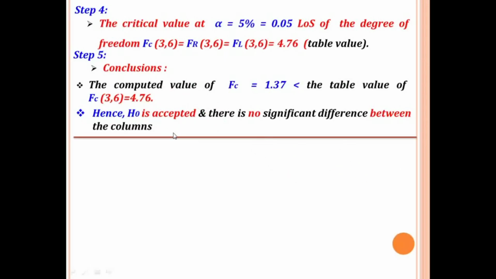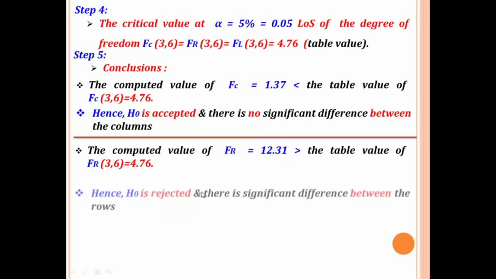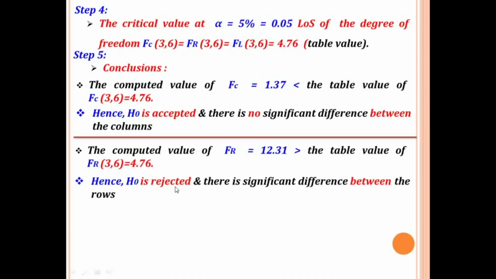Next, we give the conclusion for row wise. The computed value in row equal to 12.31, table value is 4.76 in row wise. Obviously we can say it is greater than, therefore H naught is rejected. Rejected means H1 is accepted. What is the H1 statement? There is significant difference between the rows. Here, rows we consider as different types of plot or different types of land.